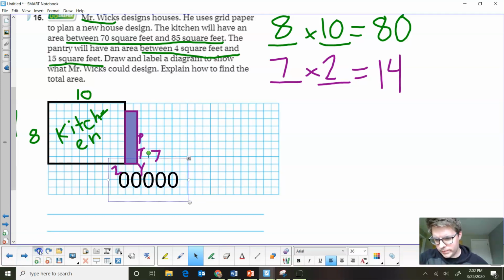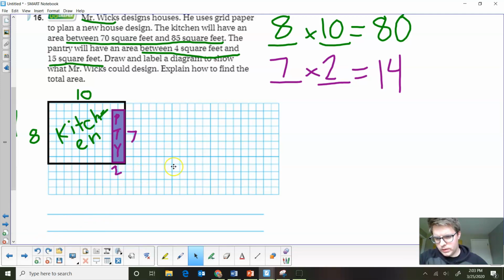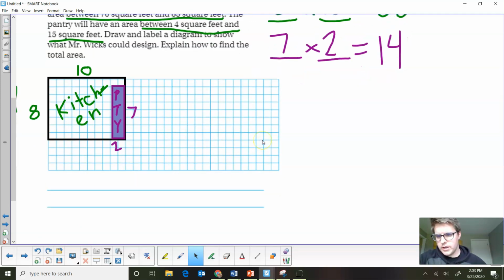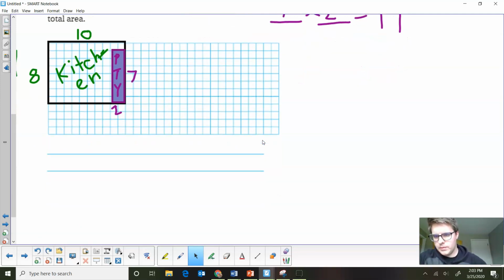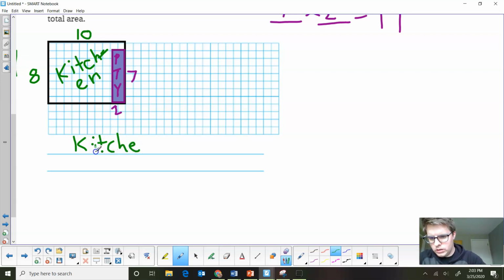Goodness gracious, my silly elbow. Stop clicking things. So let's just leave it at this. So the total area would be the length times the width of the total kitchen. So kitchen length times width.